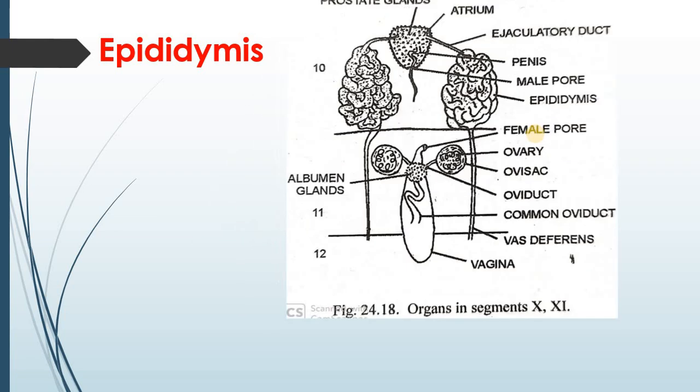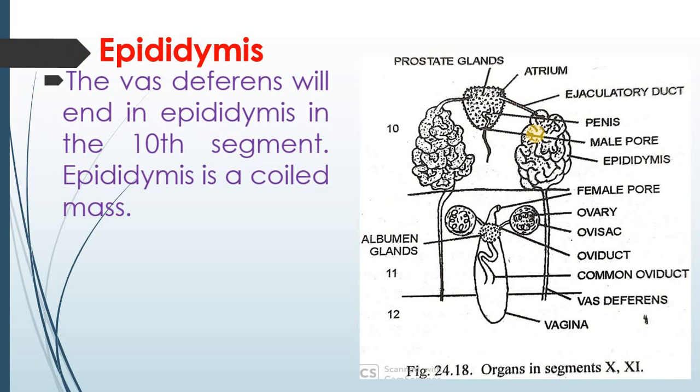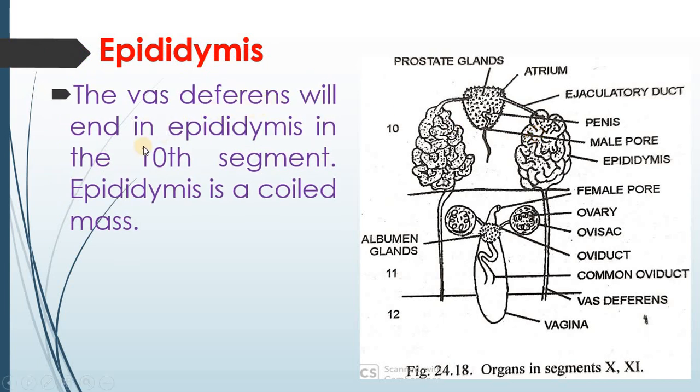Epididymis. The vas deferens will end in epididymis in the 10th segment, and epididymis is a coiled mass. Here you can see this is the 10th segment, 11th and 12th. In the 10th segment you can see a coiled mass like structure which is termed as epididymis. This is also epididymis, a convoluted mass like structure. And now the question arises, what is the function of epididymis? The function is it stores the sperms.